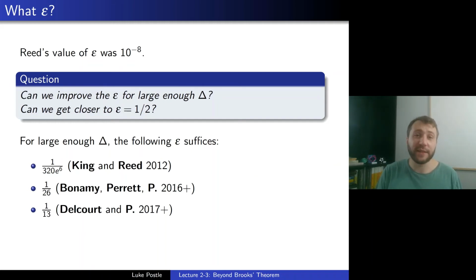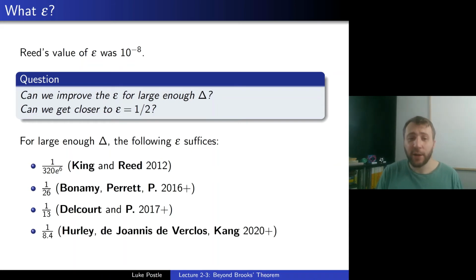So for large enough delta, we could get epsilon being around a 13th to work. And then just recently this year, Hurley, Dionis, de Verklos, and Kang had improved this to somewhere around, say, 1 over 8.4 for epsilon. So steady progress. Again, all these papers are in succession, building on top of each other, coming up with some additional new ideas each time, but still using the prior work each time to inch closer toward a proof.